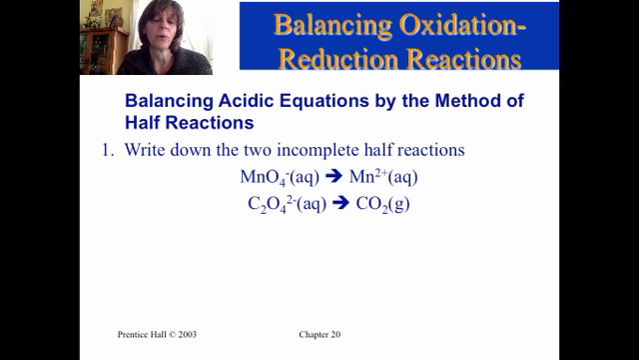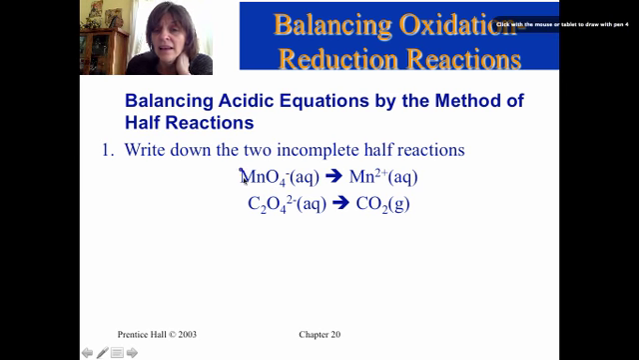The C2O4 yields CO2. So those are the basic half reactions. Now, how do you know which one's being oxidized and which one's being reduced? One thing you can do to help you decide what's happening is assign oxidation numbers.